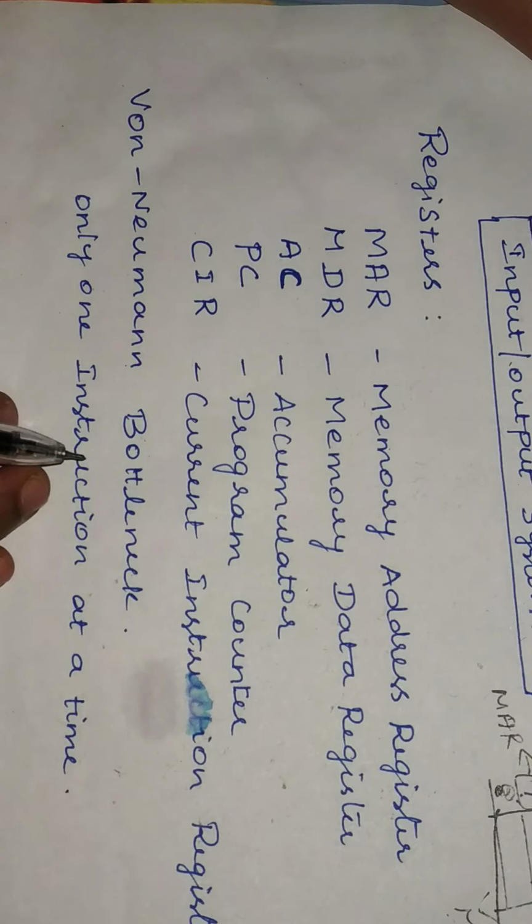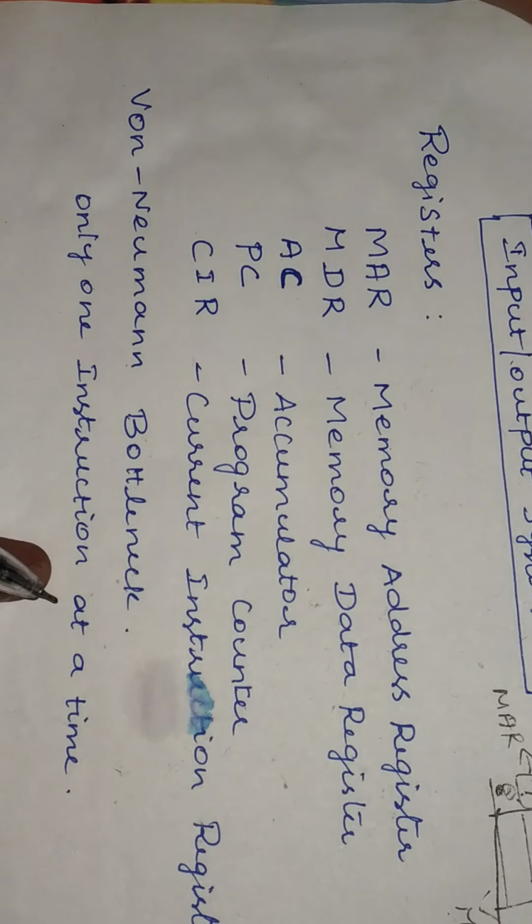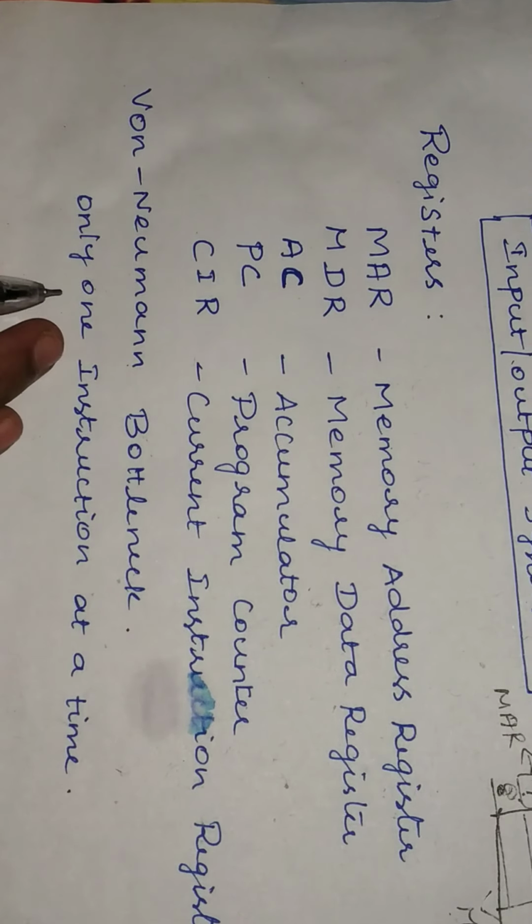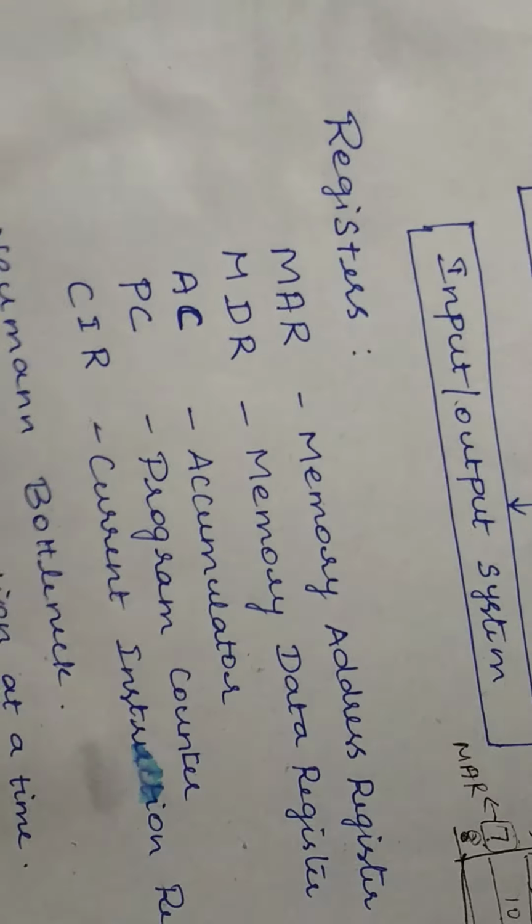In this architecture, it can execute only one instruction at a time. So it is simply an overhead we are facing in the von Neumann architecture. To avoid this, we can have faster components, or more RAM, or more registers. By increasing the number of registers, or by increasing the size of the memory, we can avoid this bottleneck in the von Neumann architecture.